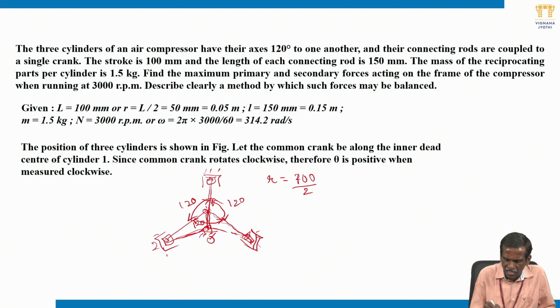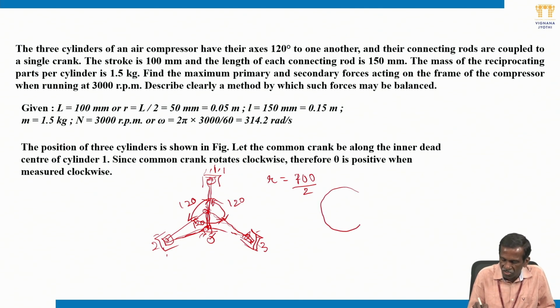This is the common crank along cylinder 1. This is 1, this is 2, this is 3 cylinders. Along this common crank is this orientation, let us say. Then the common crank rotates clockwise, therefore theta is positive and measured clockwise. Because it is rotating clockwise, theta clockwise is positive, let us take. Then how are we going to write the primary balancing forces?